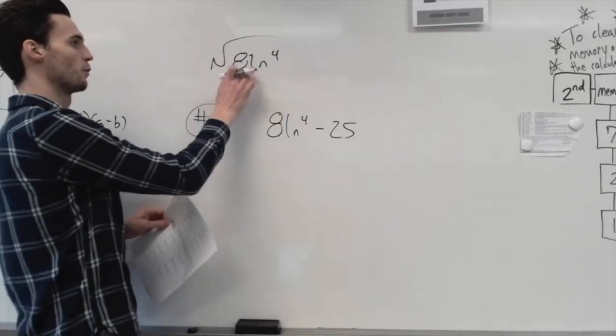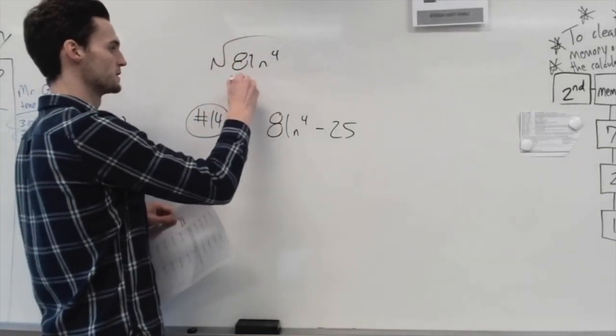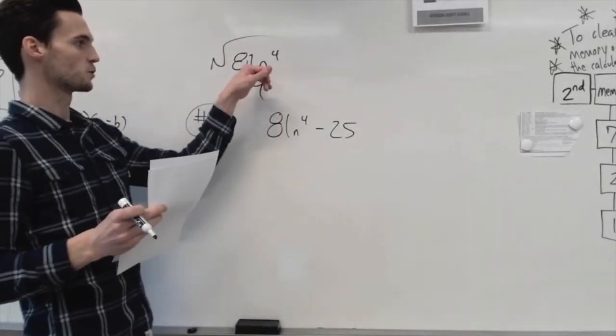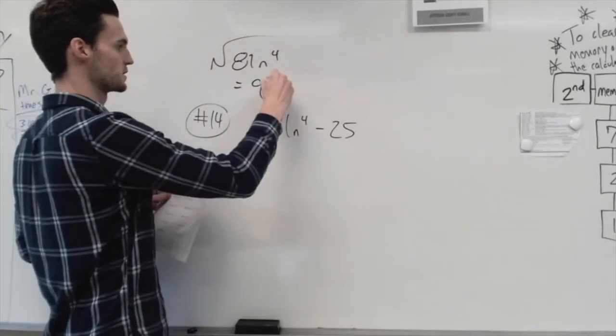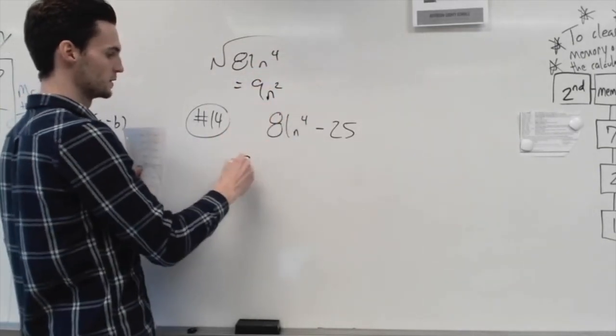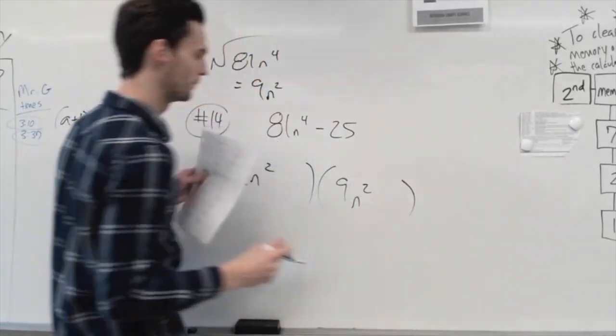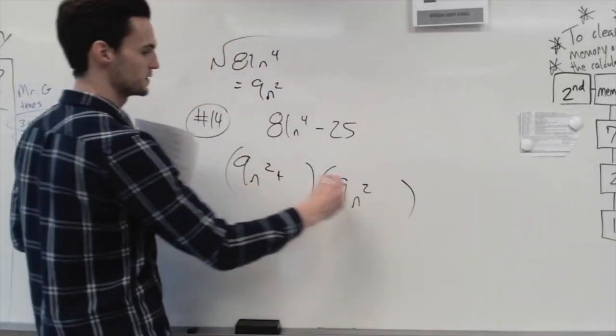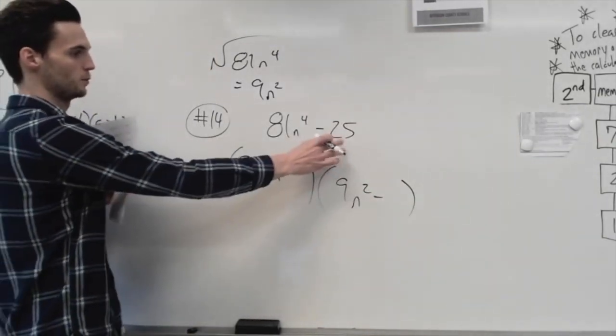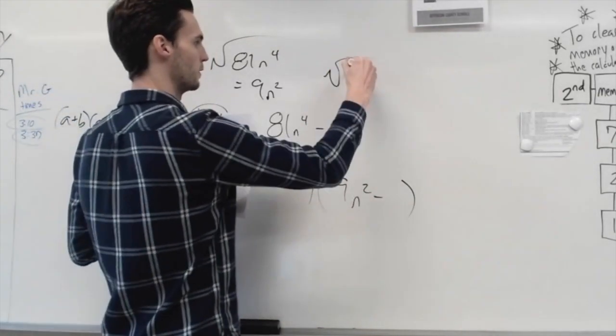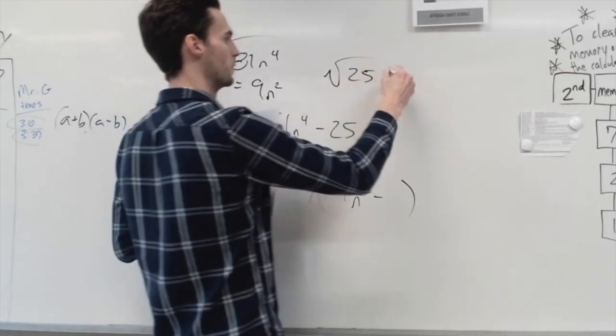All right, so with the number, the square root of 81 is 9, and then the square root of n to the 4th is n squared. So 9n squared is our a. And we have plus or minus b. So b is the thing under the square root.